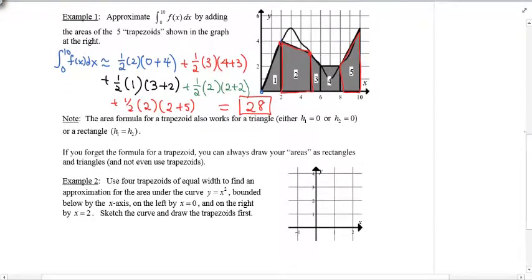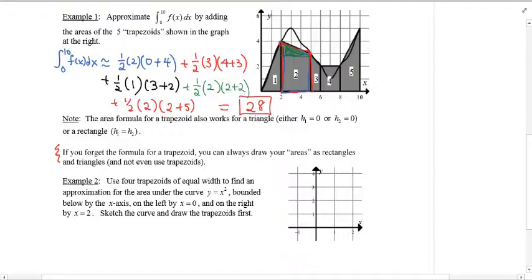Just a note here, if you do forget the formula for a trapezoid, you can always draw your areas as rectangles and triangles. What do I mean by that? Let me focus in on trapezoid number 2 from above. You see how I can split this up? Rectangle in blue, triangle in green, and just add up the 2 things to find the trapezoid area.